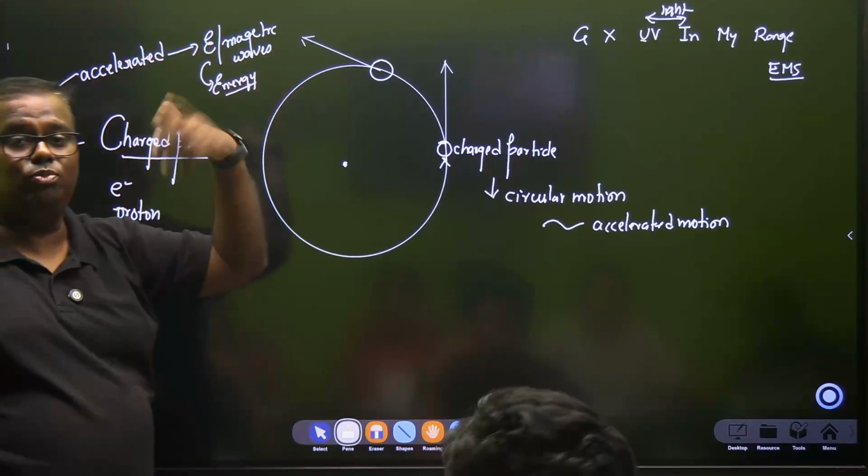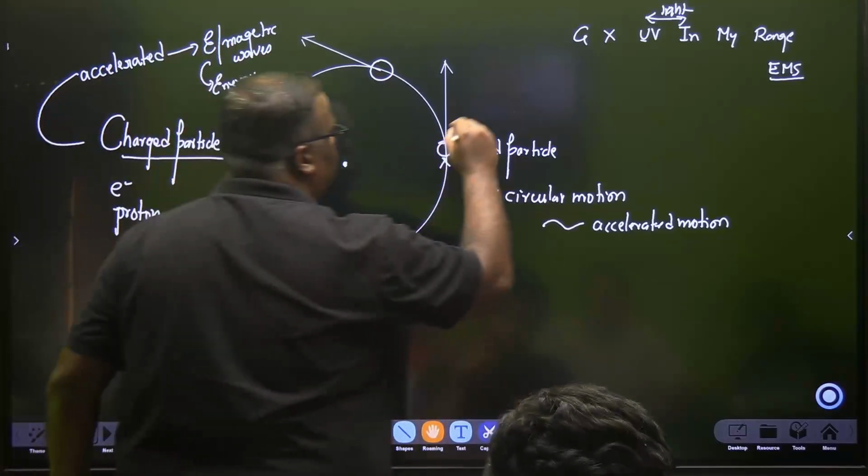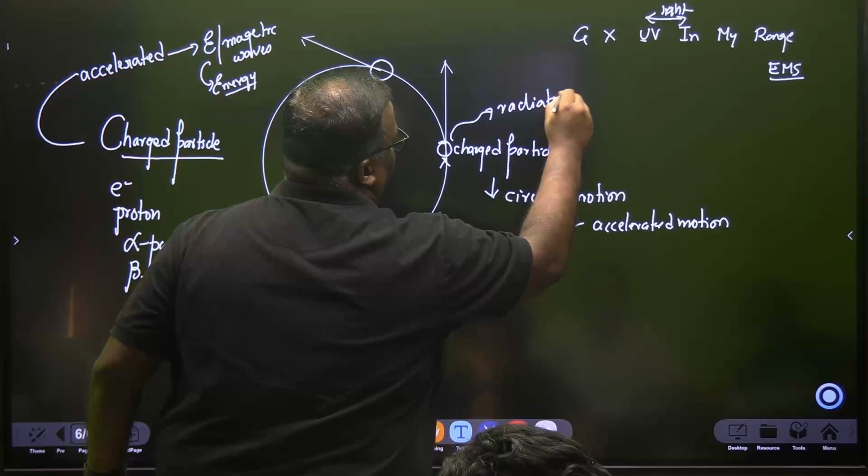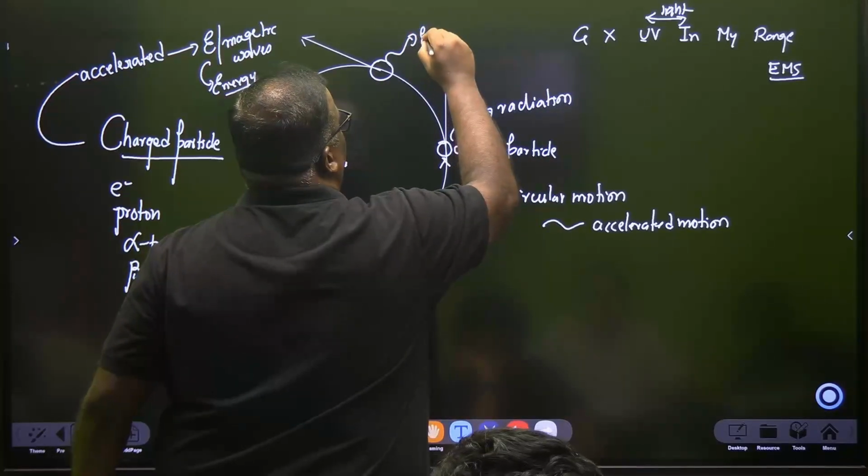So whenever a charged particle undergoes circular motion, it will be accelerated, and if it is accelerated, it will start releasing something known as radiation, which is known as energy.